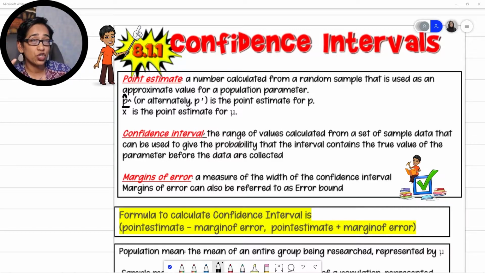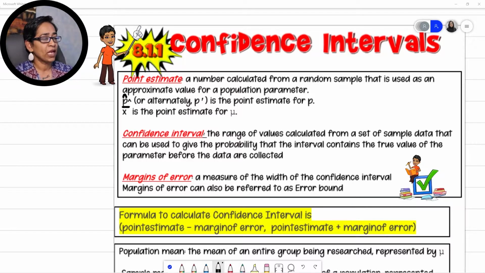Now the next one is margin of error. Definitely when you're estimating something, there has to be room for error because we are humans. We cannot be 100% correct. So margin of error is a measure of the width of the confidence interval. The margin of error can also be referred to as error bound. Now that might not make any sense to you, but the error is the difference between the value that you got and the exact value of the population. It's the difference between the real value and the value that you got that is the margin of error.